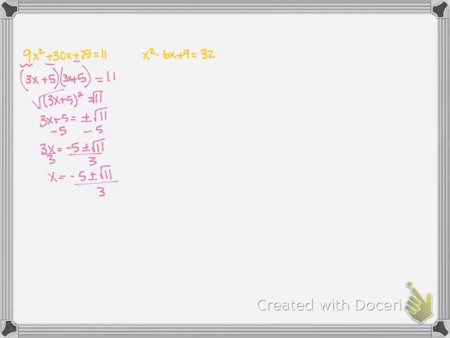Okay, my next one here. Multiplies to 9 are 3's, but when I add them I need a negative 6. So they both have to be negatives. I got a normal x squared in the front, so we're just going to write a normal x. I got x minus 3 squared equals 32. Opposite of squaring is square rooting. So x minus 3 equals, I need to simplify this radical.